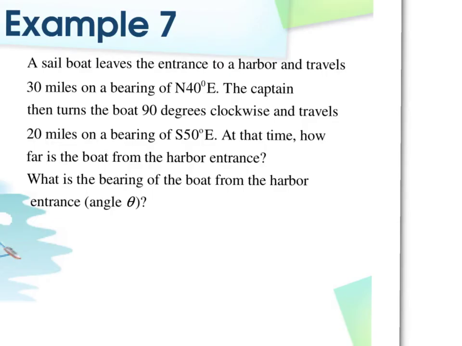All right, let's take a look at this example. Example 7 says a sailboat leaves the entrance to a harbor and travels 30 miles on a bearing of north 40 degrees east. The captain then turns the boat 90 degrees clockwise and travels 20 miles on a bearing south 50 degrees east. At that time, how far is the boat from the harbor entrance? And what is the bearing of the boat from the harbor entrance?